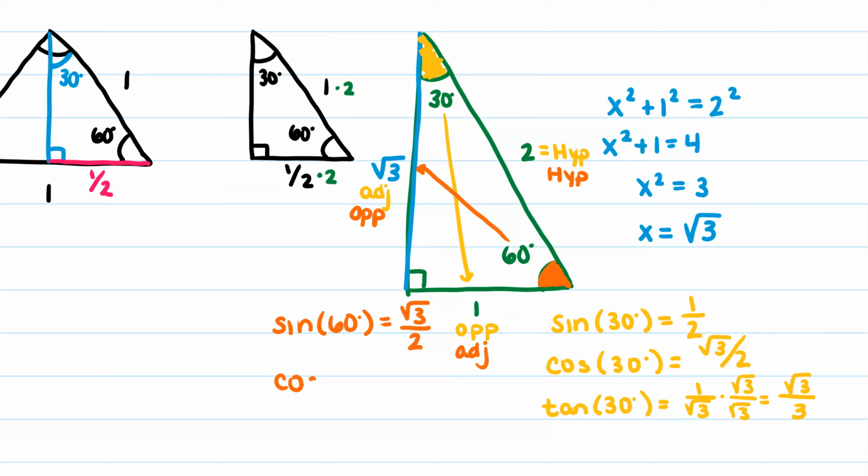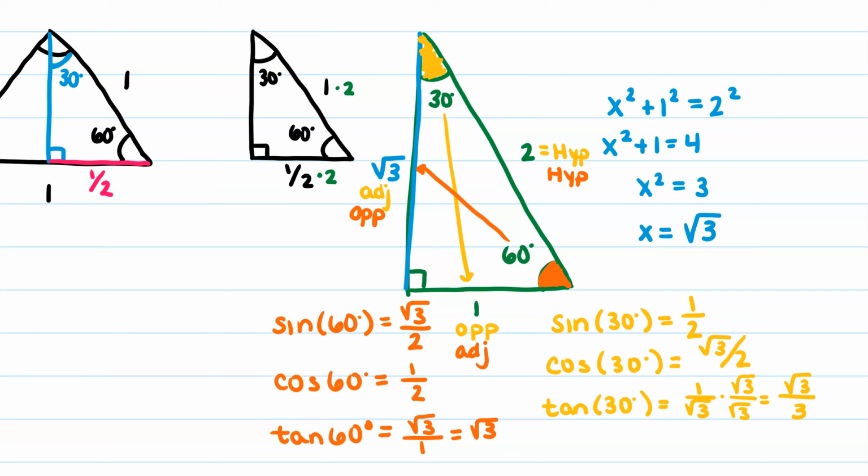And then cosine of 60 degrees would be adjacent. Remember, we're looking at the orange words now. Adjacent is 1 and hypotenuse is 2. And then tangent of 60 degrees is going to be opposite over adjacent. So square root of 3 over 1, which is just the square root of 3. And if you're thinking, hey, those kind of look related, well, they are because they're from the same triangle. Now let's talk about it in general.